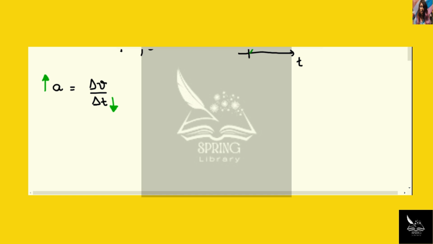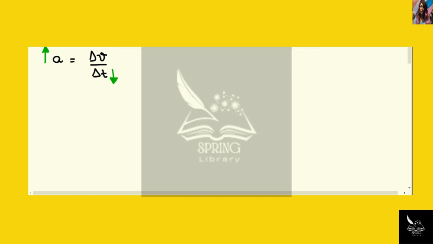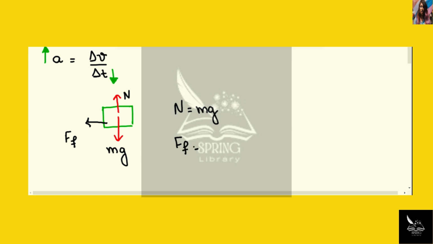So let's do it. Let's draw a free body diagram on the crate. So here we have the crate. The forces that act on the crate are the gravitational force, mg, acting downwards. We also have the normal force, N, acting upwards. And we have the friction force that acts to the left. Now, since the crate is not moving in the vertical direction, the normal is equal to mg, meaning that the maximum friction force is equal to mu s times mg.